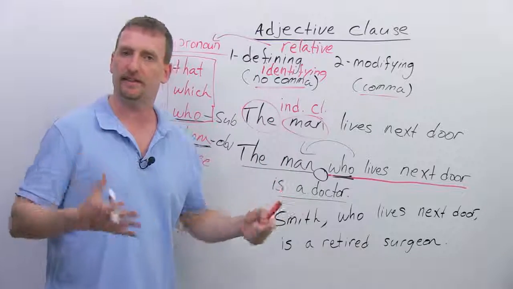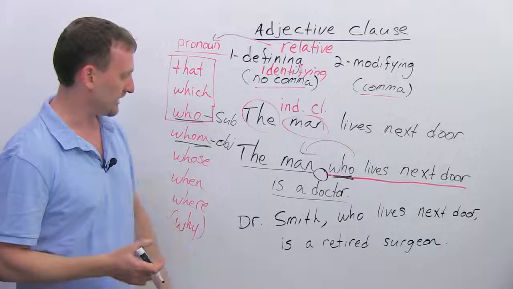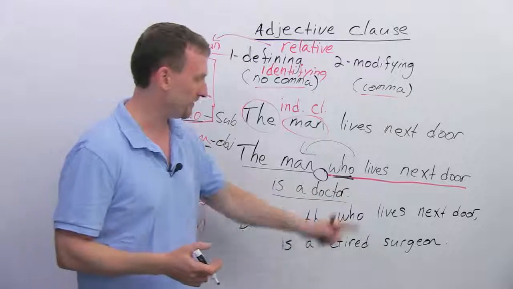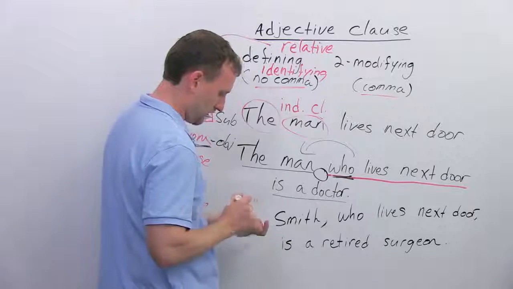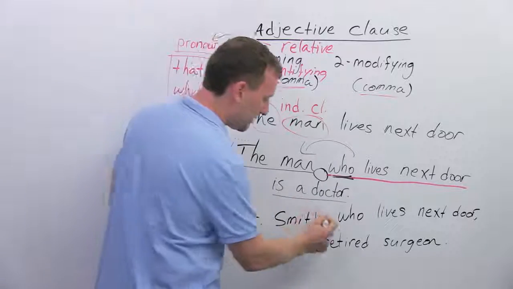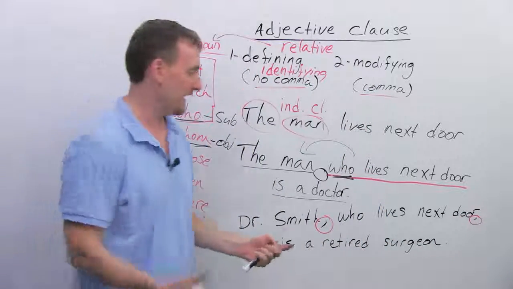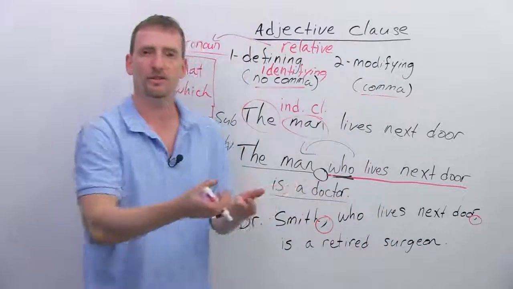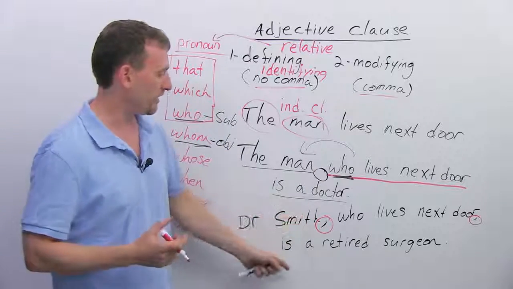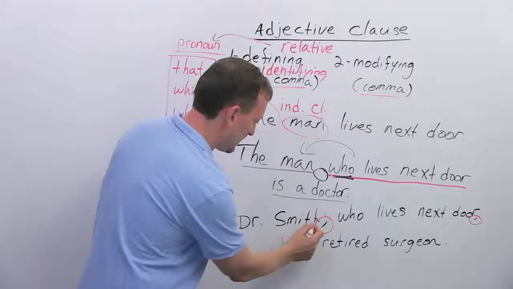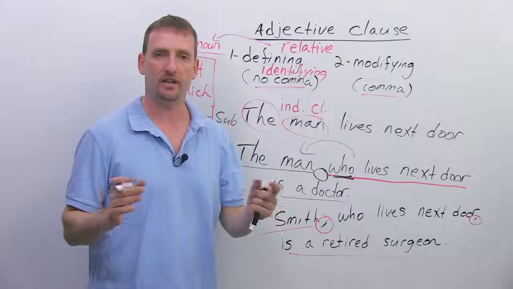Now I have a complete sentence with complete meaning. I can go on to my next sentence. Let's look at this example. Dr. Smith, who lives next door, is a retired surgeon. Now, here you'll notice, let me go back to my red pen here, I have a comma and a comma. What does this mean? It means that who lives next door is just extra information. I can take it out. Dr. Smith is a retired surgeon. Here's my independent clause. Complete, doesn't need any more information.